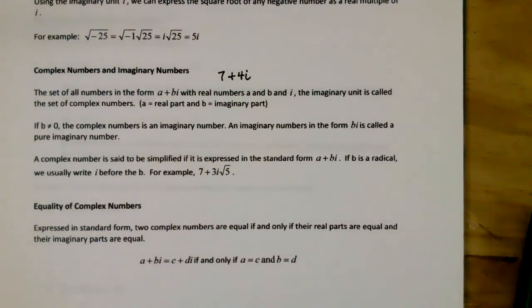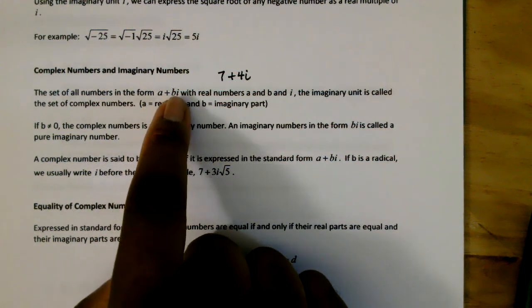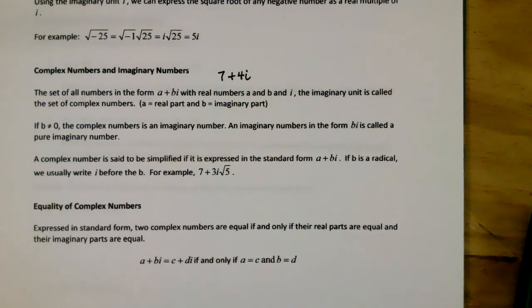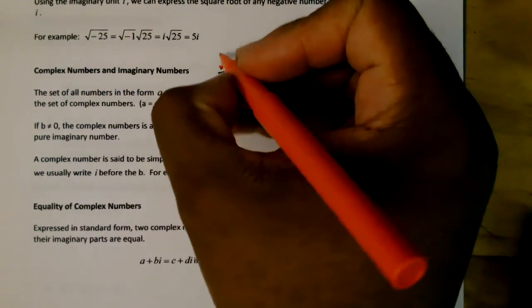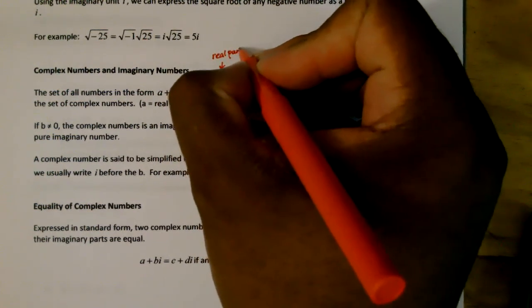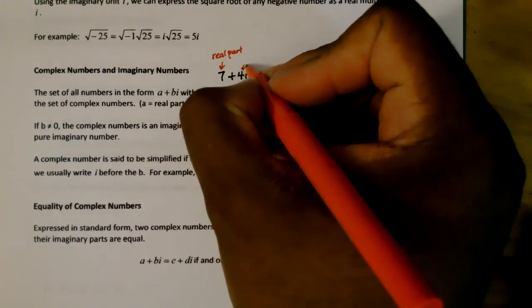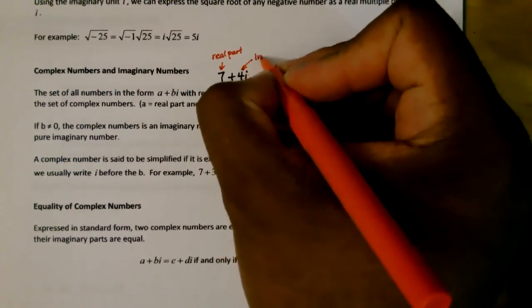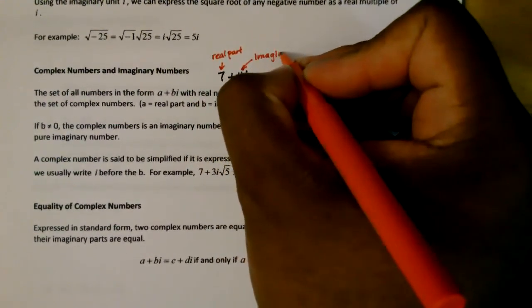So if I had something like, let's say, 7 plus 4i, that's an example of a complex number because it is in what we call standard form, a plus bi. And if it's in standard form, we can identify the real and the imaginary part. That 7 is the real part, and the 4, the number in front of the i, is the imaginary part.